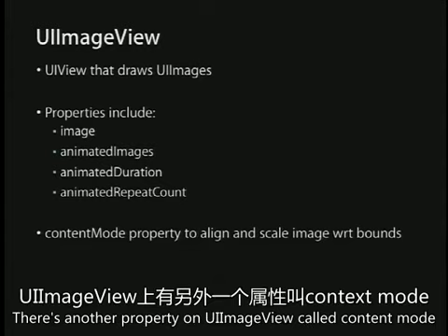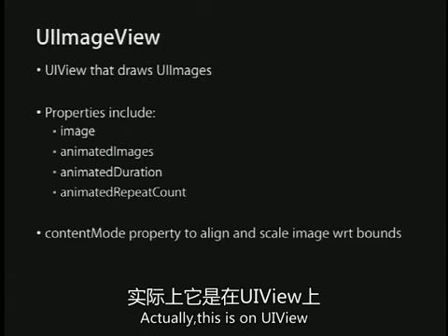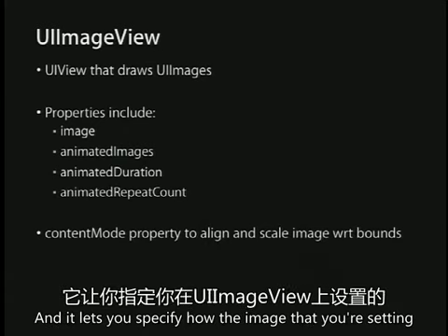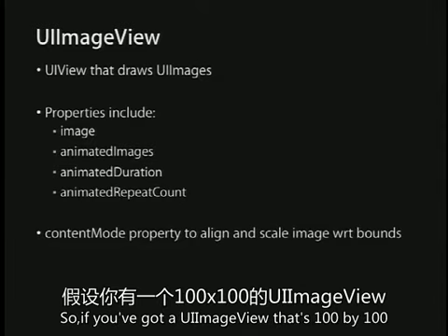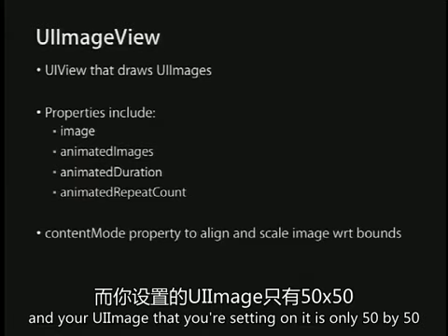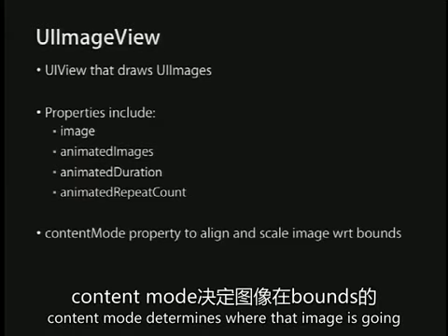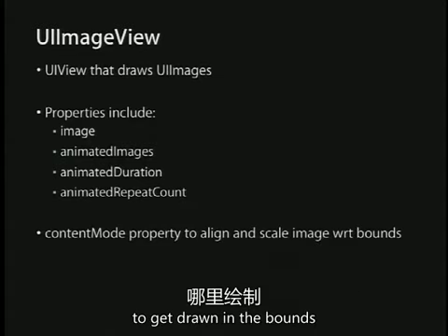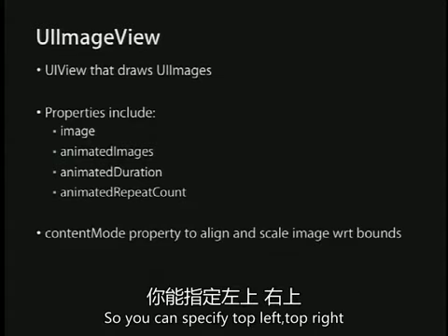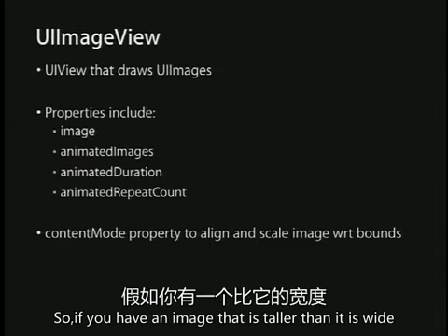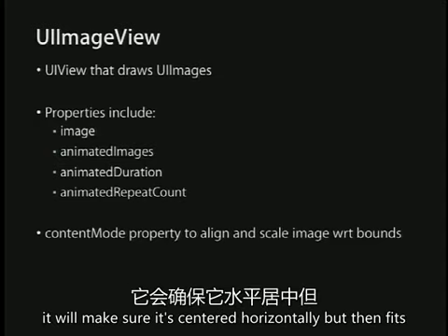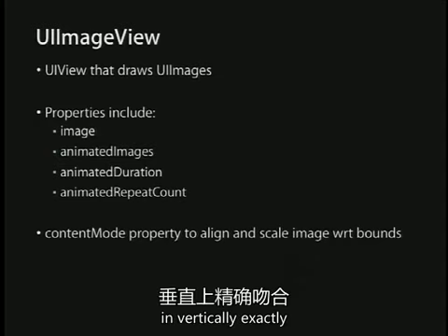There's another property on UIImageView called content mode. Actually, this is on UIView, but it's most useful on UIImageView. It lets you specify how the image you're setting on your UIImageView is mapped to the bounds. If you've got a UIImageView that's 100 by 100 and the UIImage you're setting on it is only 50 by 50, content mode determines where that image is going to get drawn in the bounds. You can specify top left, top right. You can specify stretch. You can specify aspect fit. So if you have an image that is taller than it is wide, it'll make sure it's centered horizontally, but then fits vertically exactly.